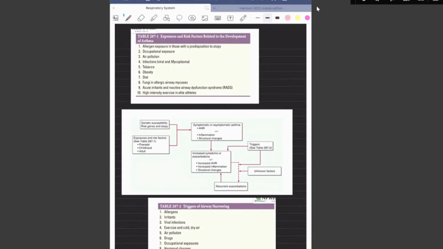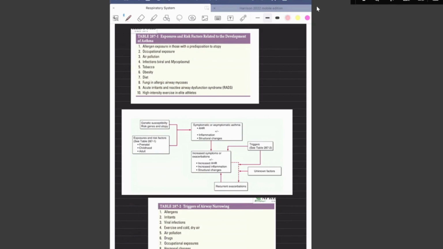Before starting this page, I want to tell you that these boxes I have borrowed from Harrison. And let's start. The exposure and the risk factors related to the development of asthma: the allergen exposure in those with predisposition to atopy, occupational exposure, airway pollution, infections including viral and mycoplasma, tobacco, obesity, diet, fungi and allergic airway mycosis, acute irritants and reactive airway dysfunction syndrome, high intensity exercise in elite athletes.